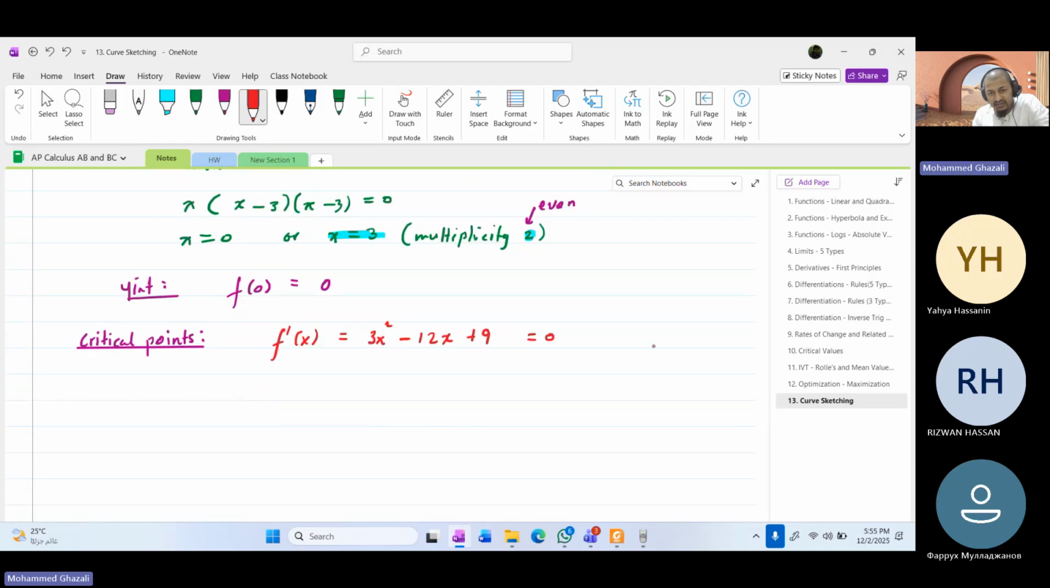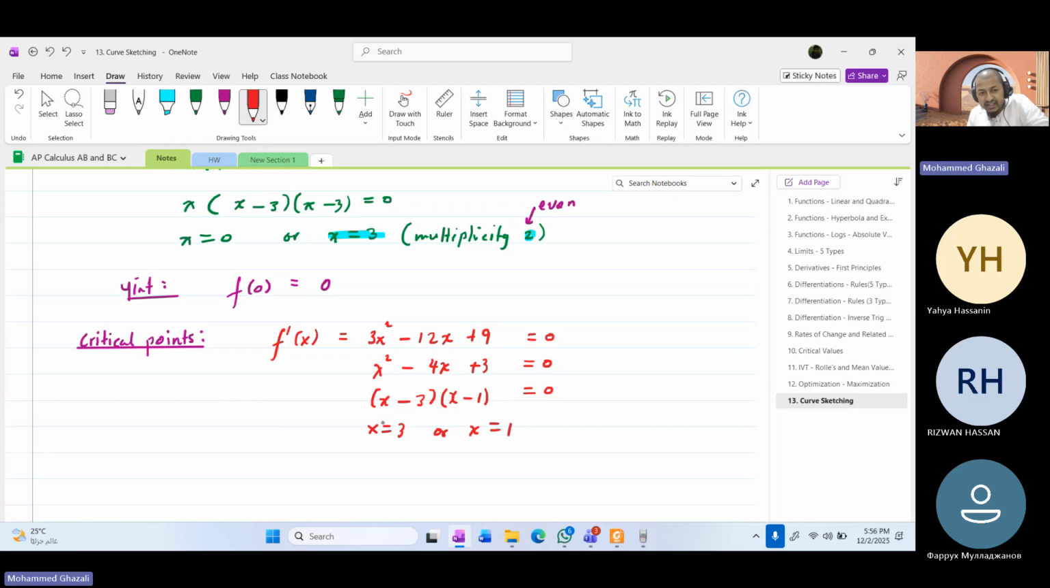Now let's divide everything by 3. So we got x squared minus 4x plus 3 is equal to 0. We're solving an equation, trying to factor this out. x minus 3 into x minus 1 is equal to 0 because minus 3 minus 1 gives us minus 4. x is equal to 3 or x is equal to 1. What are these? These are critical values.